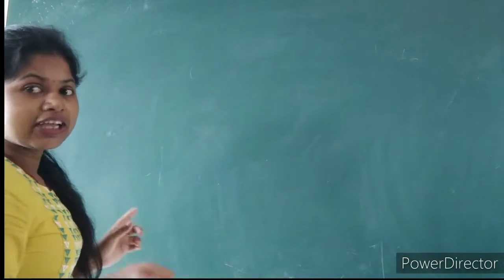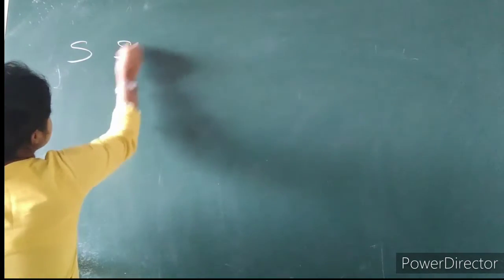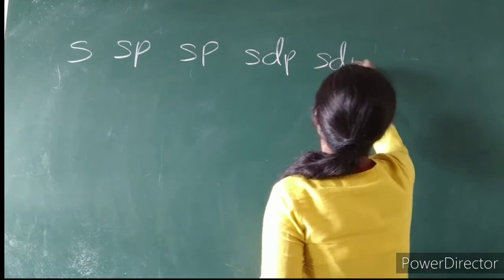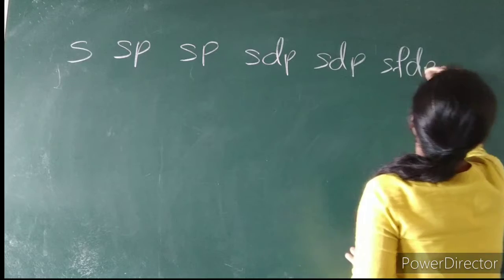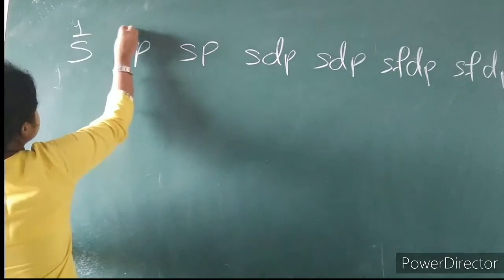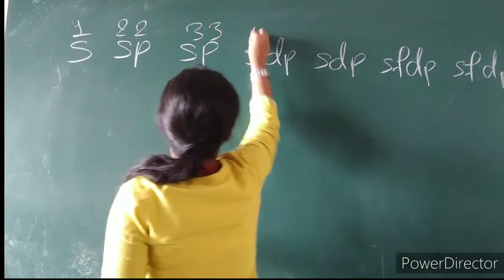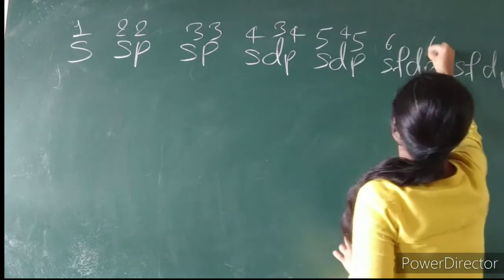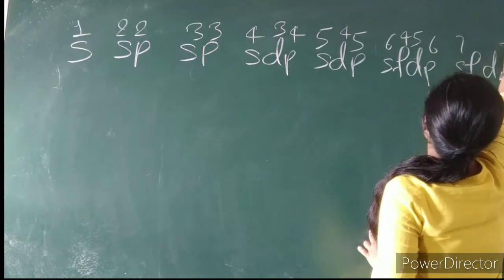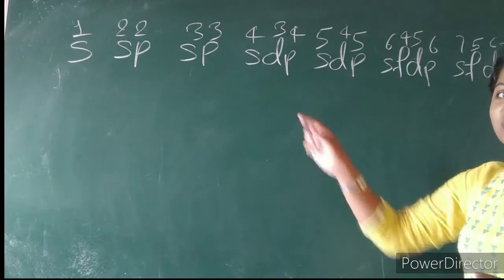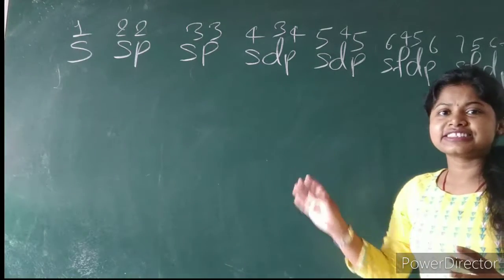Okay, so for example, for writing the electronic configuration, I have taught you to write it like this: s, sp, sp, sdp, sdp, sf, dp, sf, dp. Okay, so here we will put 1, 2, 2, 3, 3, 4, 4, 3, 5, 5, 4, 6, 6, 4, 5, 7, 7, 5, 6. This is very easy. You can memorize it very easily.